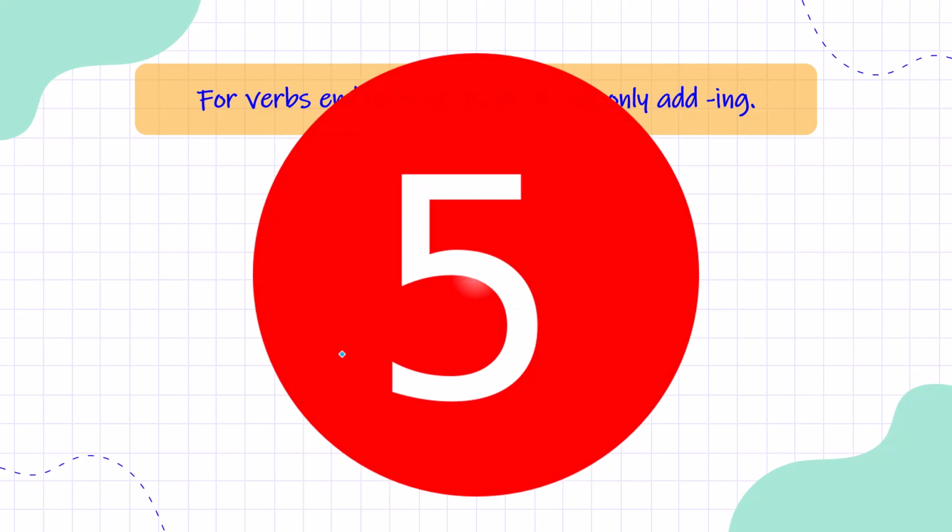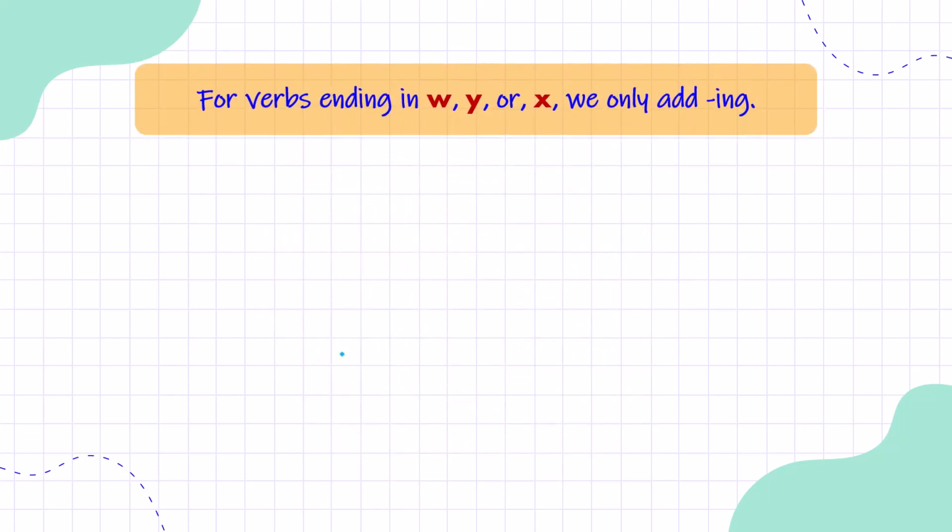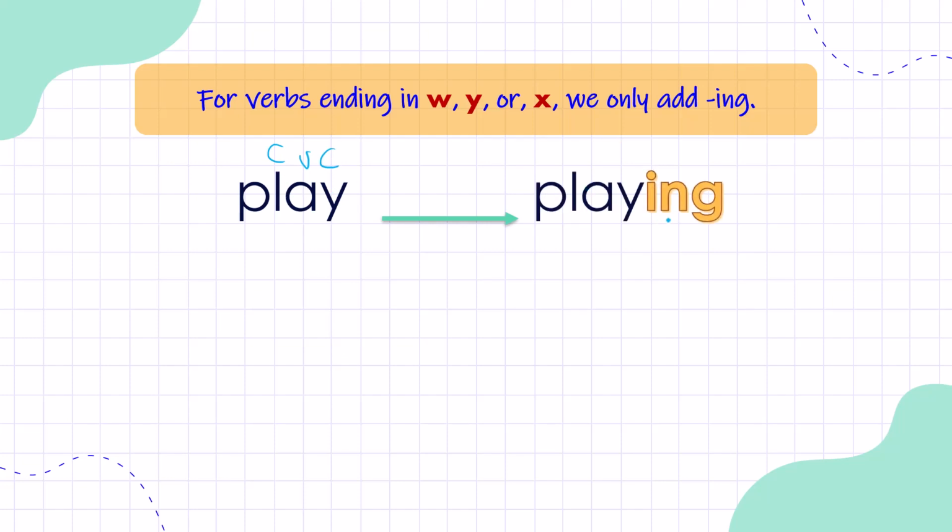Rule number 5 says, for the verbs ending in W, Y, or X, we only add ing. I mean, look at the word play. Well, okay, here we have CVC again, P-L-A-Y. But when we add ing, we do not double the last letter: play and then ing without doubling anything. So why? Because of letter Y. Because this word ends in letter Y.